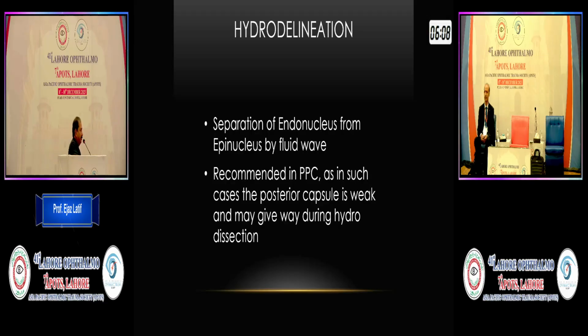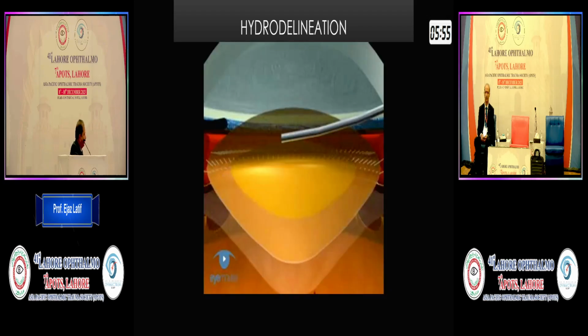So the hydrodelineation technique is just separation of the endonucleus from the epinucleus. Instead of separating the cortex from the epinucleus, we separate the endonucleus from the epinucleus. You see, this is lens, and this is endonucleus, and this is epinucleus. And this is cortex, posterior capsule, and the cortex. So usually we go like this, the fluid waves go like this, but here we penetrate deeply downwards, and we identify a plane, and then separate the nucleus from the endonucleus. The jet wave should go like this.